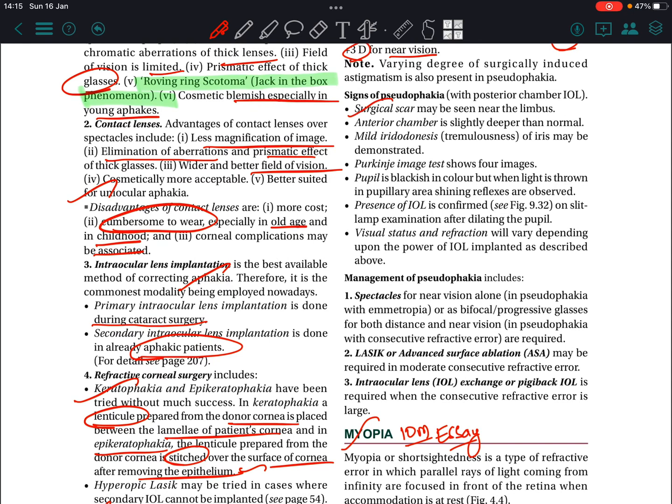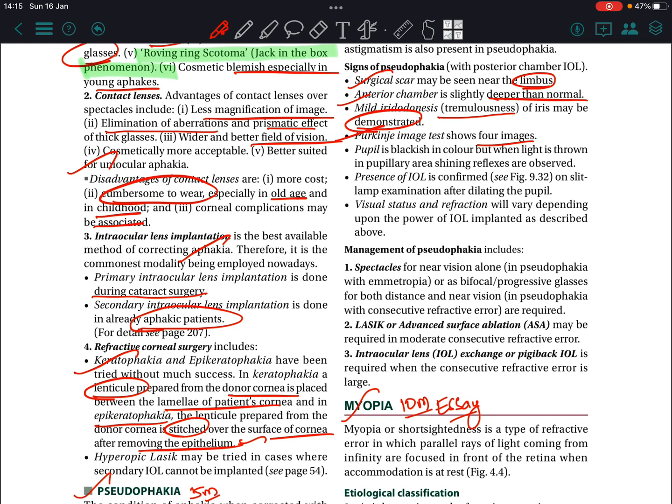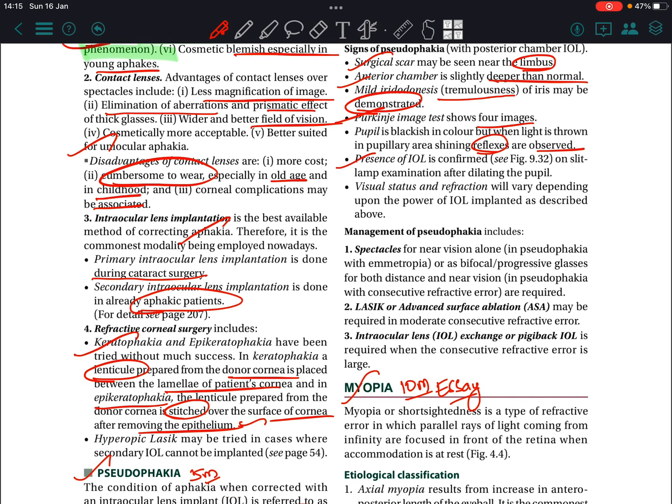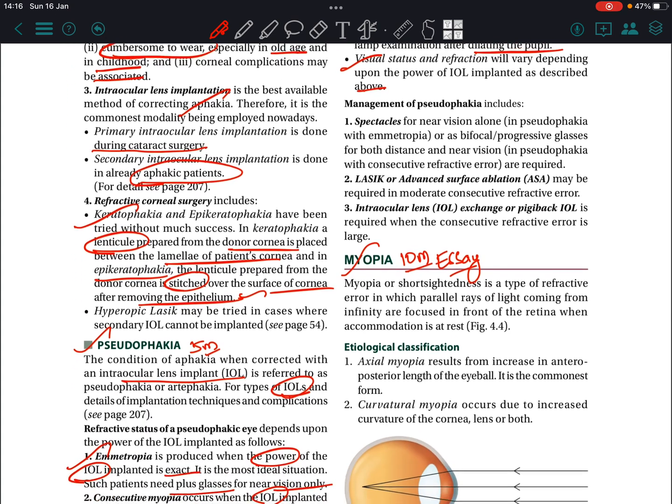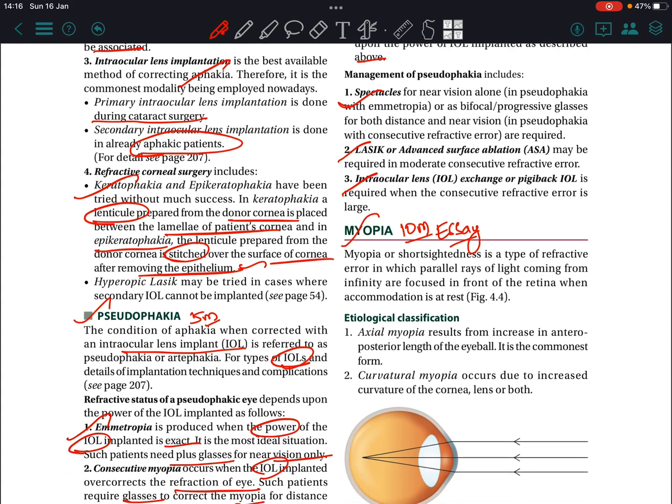Signs of pseudophakia: surgical scar in the limbus, anterior chamber slightly deeper, mild iridodonesis, tremulousness of iris may be demonstrated. Purkinje images are 4 images. Pupil is blackish in color, but when light is thrown, a reflex is observed. Presence of IOL is confirmed on slit lamp examination after dilating the pupil. Visual status and refraction may vary depending upon the power of IOL implanted as described above. Management of pseudophakia includes spectacles, LASIK, intraocular lens.